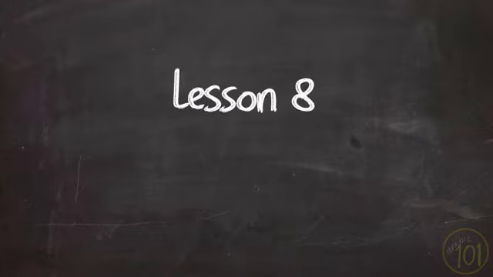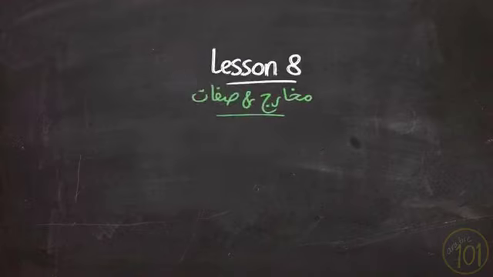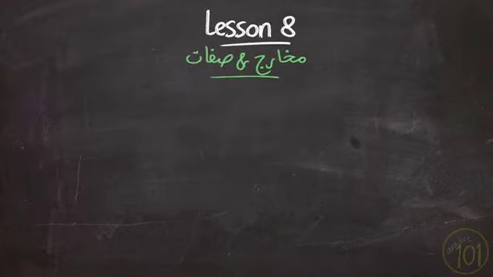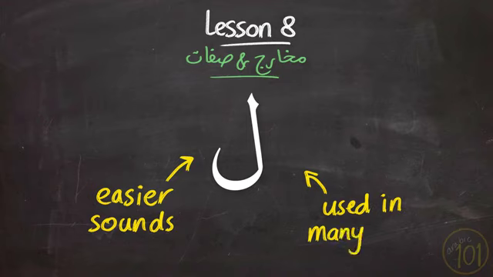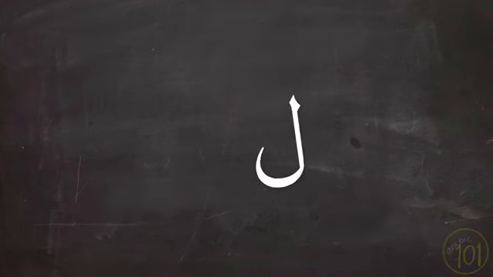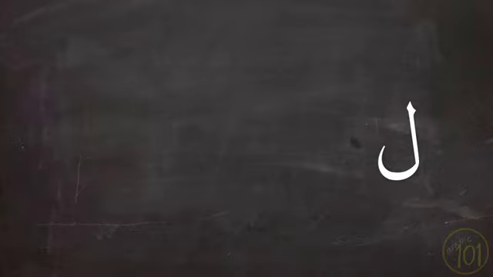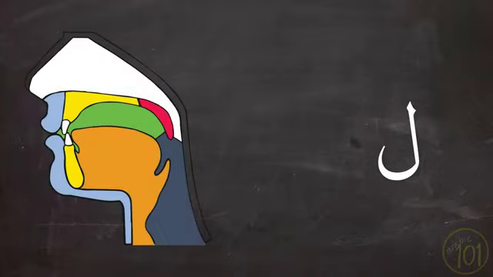Welcome to Lesson 8 of the Makharij and Sifaat series. In this lesson, we'll tackle the letter Lam. Lam is one of the easier sounds in Arabic, since it is already used in many languages around the world. To pronounce this sound properly, you need to identify two articulators.